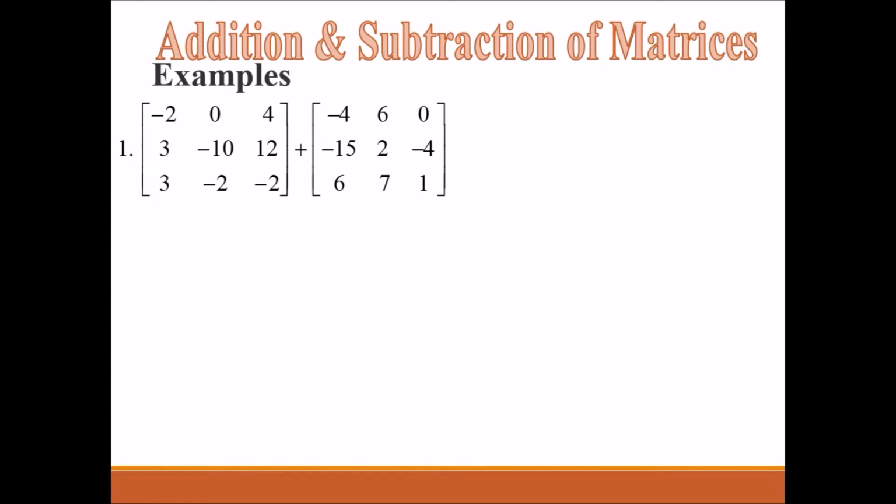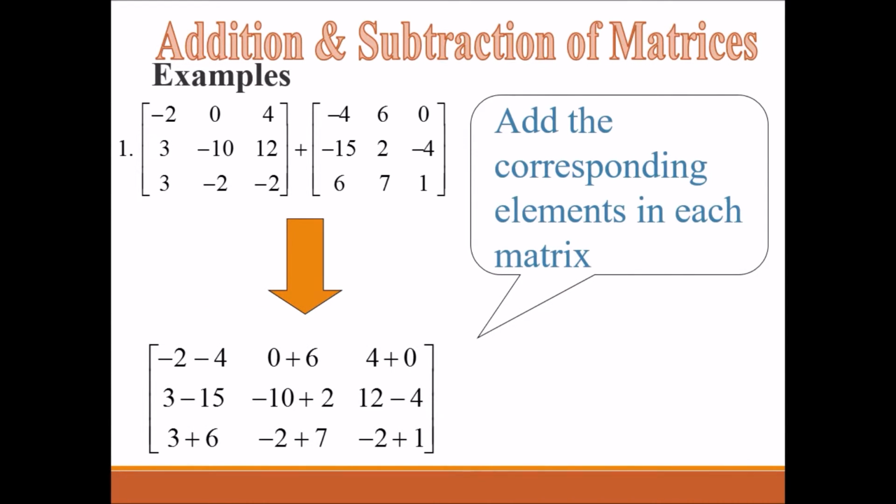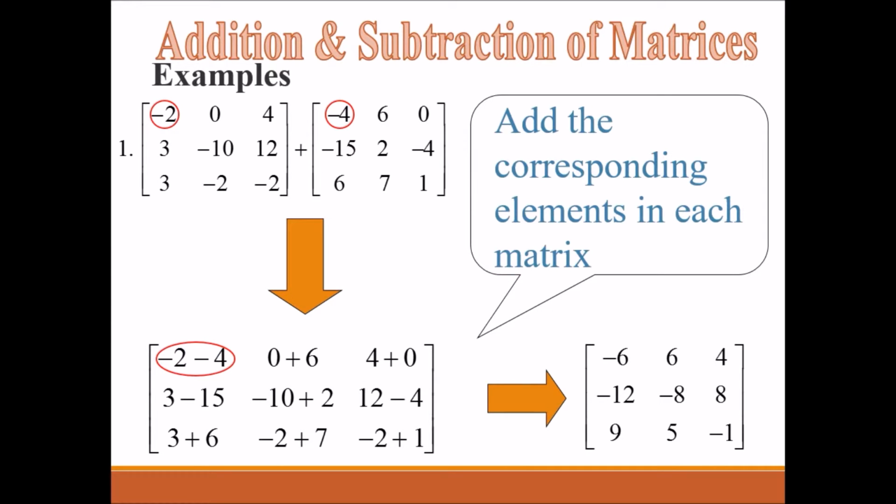Now consider another example. If we want to add these two matrices, what will happen? So we have to add the corresponding elements of each matrix, resulting in minus 2 minus 4. It has come from adding minus 2 with minus 4. And similarly, the other elements will be added. So therefore, we will get a result of minus 6, 6, 4, minus 12, minus 8, 8, 9, 5, and minus 1.